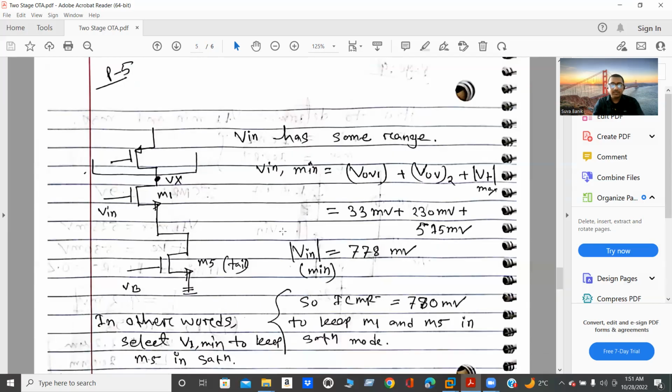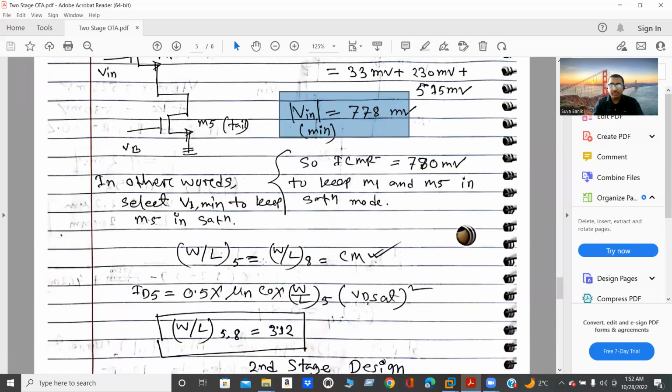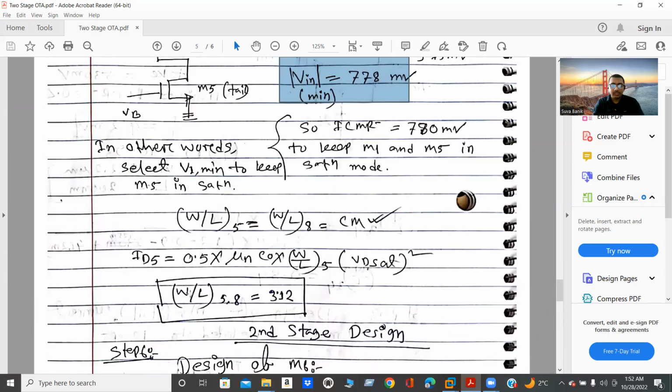And I found this V in mean should be 778 millivolt. For design purpose, I use ICMR minus 780 millivolt. That is the minimum condition to keep both transistors in saturation mode. However, using the formula, I also can calculate WL5.